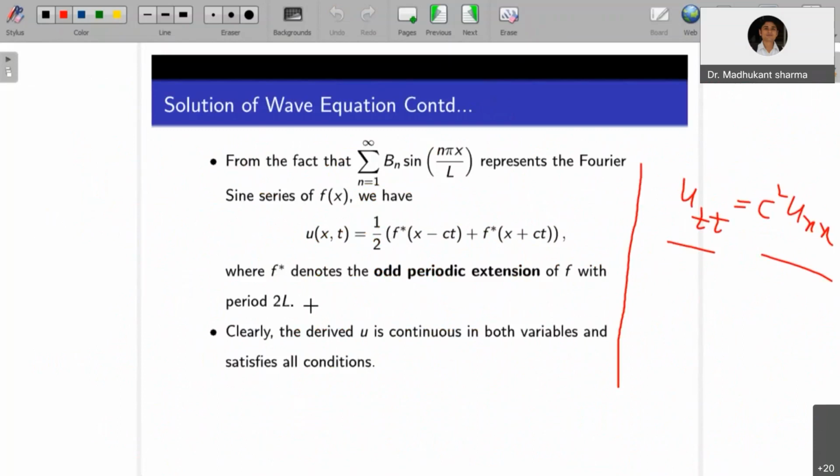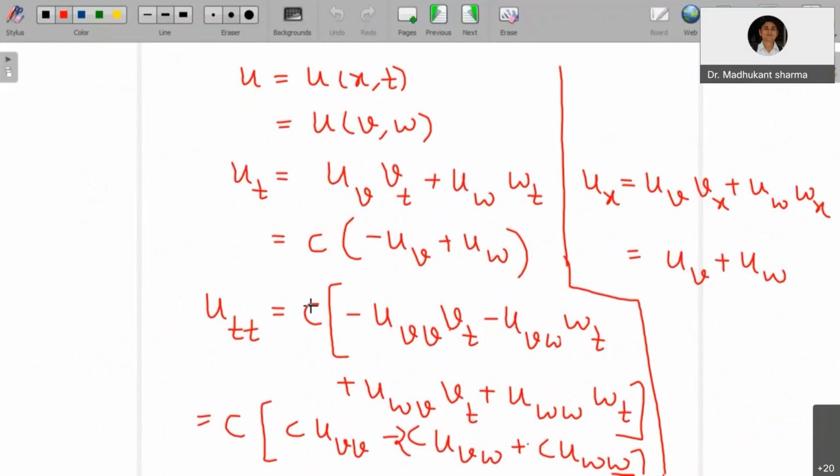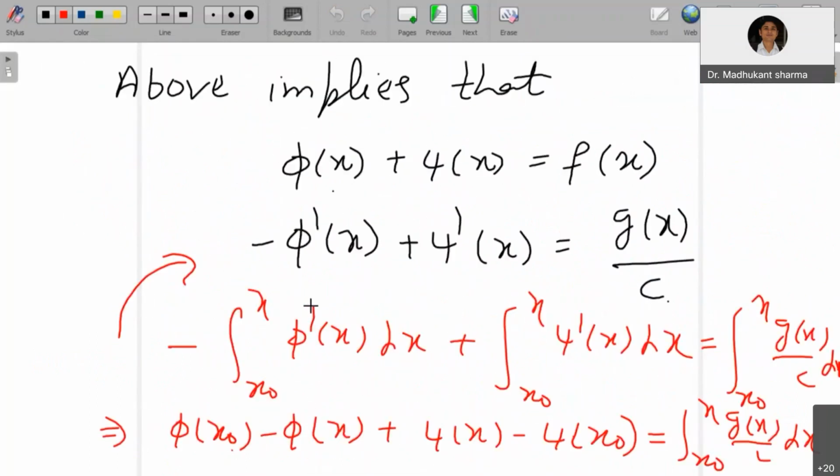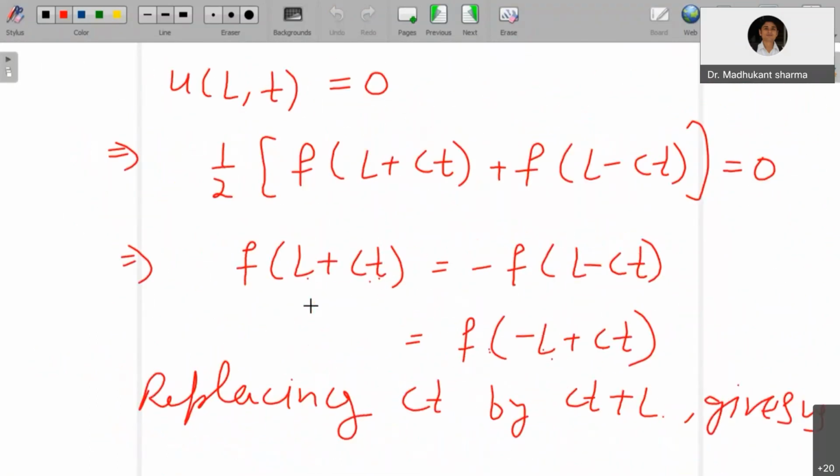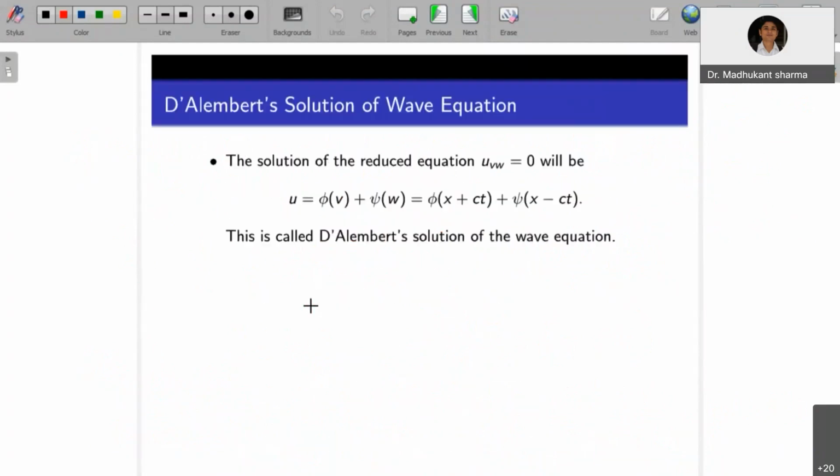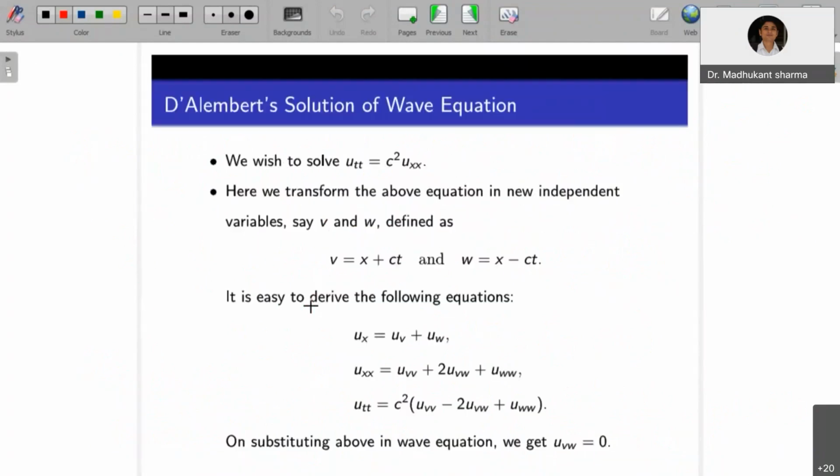Okay, right. So this is called the D'Alembert solution for the wave equation. We have discussed all the things now. Here the only change is that I started with v equals x minus ct and w equals x plus ct, so this is just changing the role of v and w. Anyway, you will observe that you will get both. In any case, you will get the following equation.